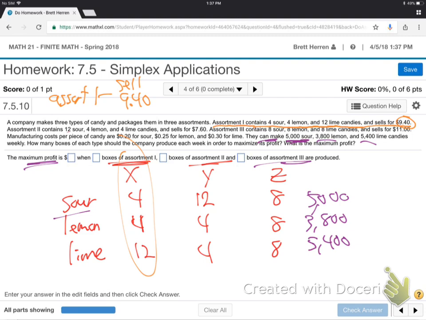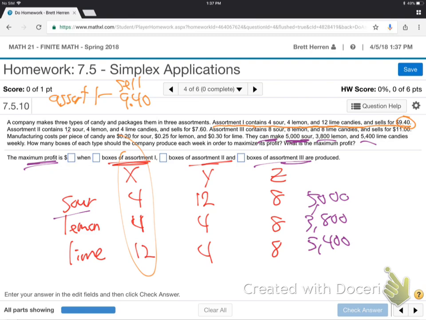So, how much does it cost them to get assortment 1 ready? Remember what's in a box? Assortment 1 box: 4 sours, 4 lemons, 12 limes, right? That's why they're telling us somewhere there. It's 20 cents for each sour, 25 for each lemon, 30 for each lime. The sour candies cost 20, the lemon 25, the lime 30.